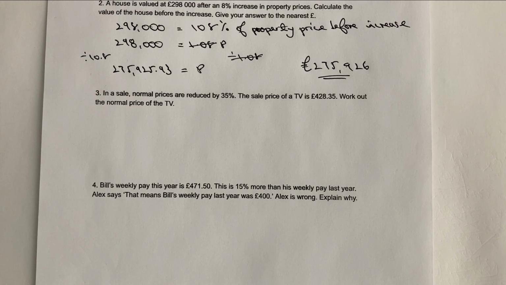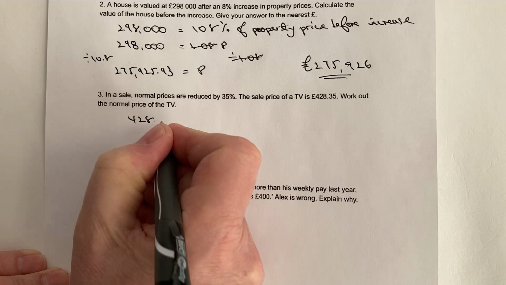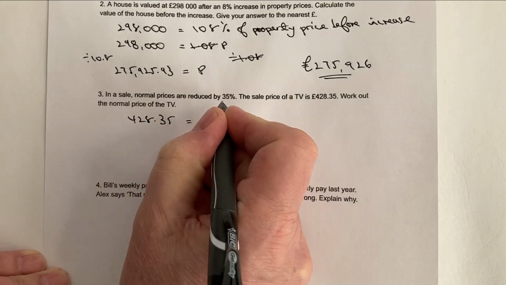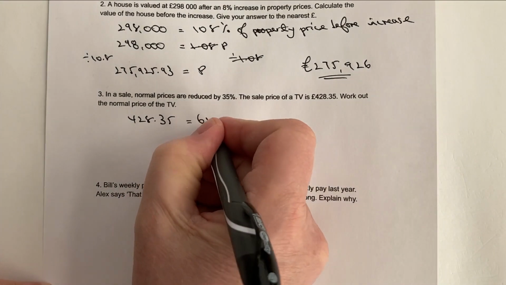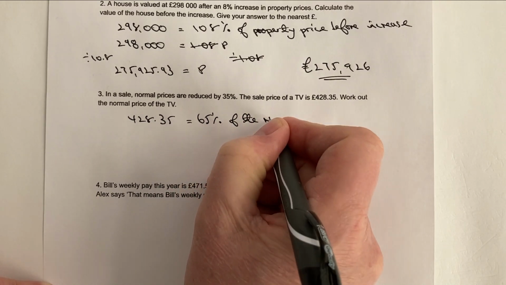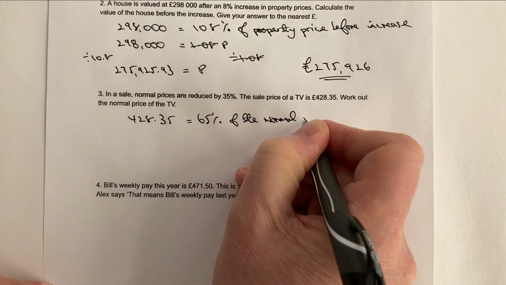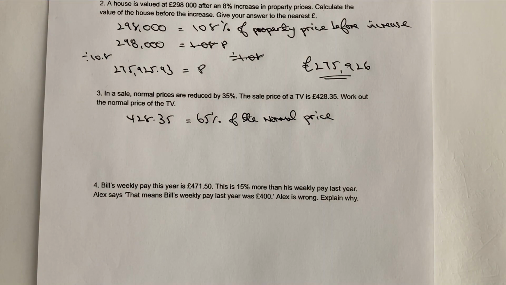So in a sale, normal prices are reduced by 35%. The sale price of the TV is that. So what that means is 428.35 equals 35% off the normal price. So in other words, 65% of the normal price. Okay, so let's again convert that into some sort of formula that we can use.